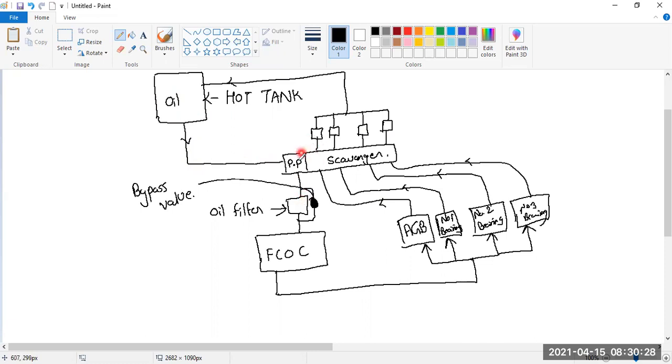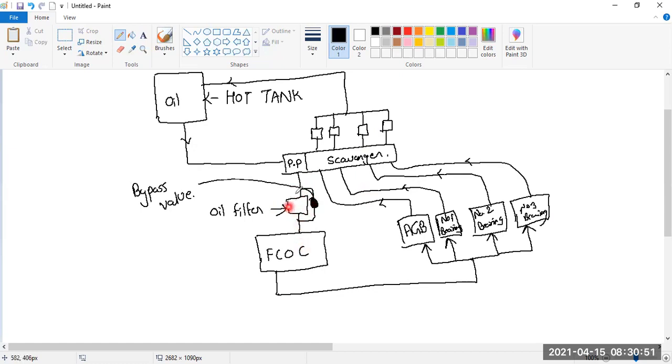Since there can be wear and tear in the pressure pump, the components are rubbing against each other inside the pressure pump. There can be wear and tear. This wear and tear can put minute particles in the oil which can damage the components in the downline. So to prevent this damage, I have to ensure that I pass it to the oil filter. So the filtered oil will go into the FCOC.